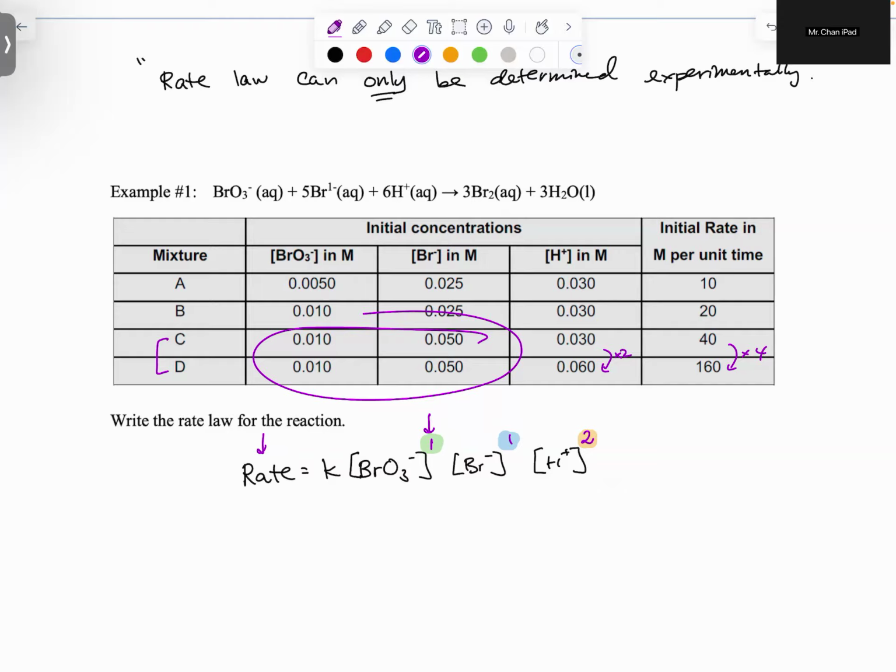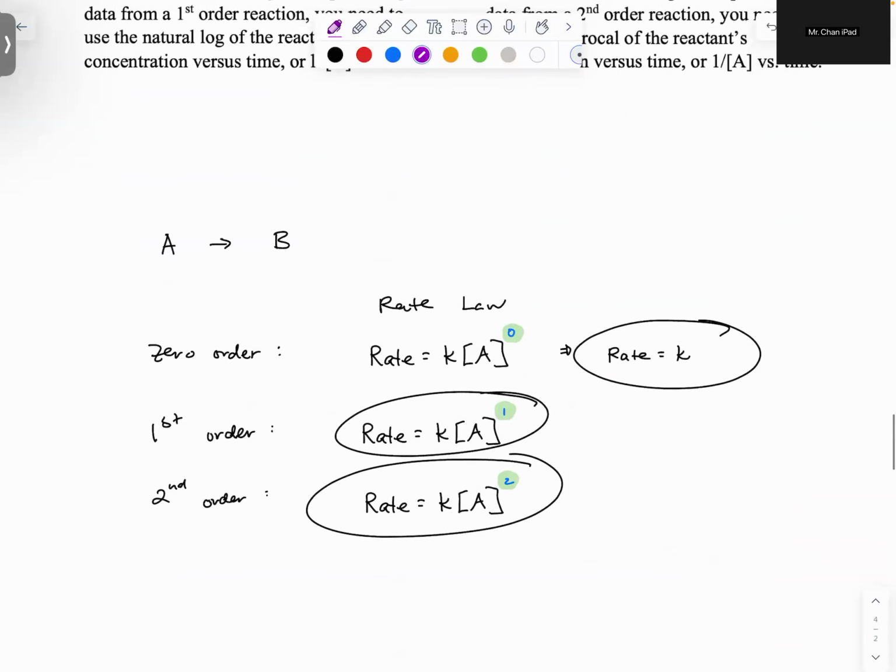Now, there's always one question. What is the value of K and what is the unit of K? There would always be a question about the unit of K. Let me backtrack a little bit. Rate is always going to have a unit of molarity over some unit of time. Let's use minutes, which would be more conventional.